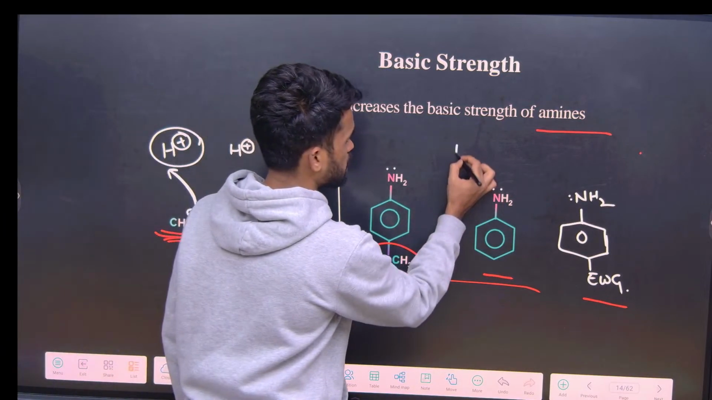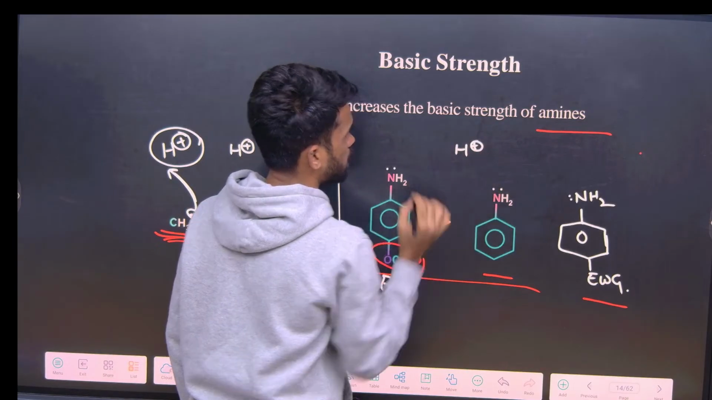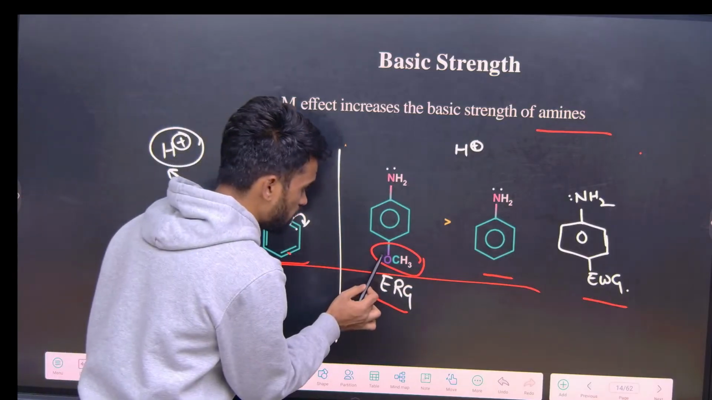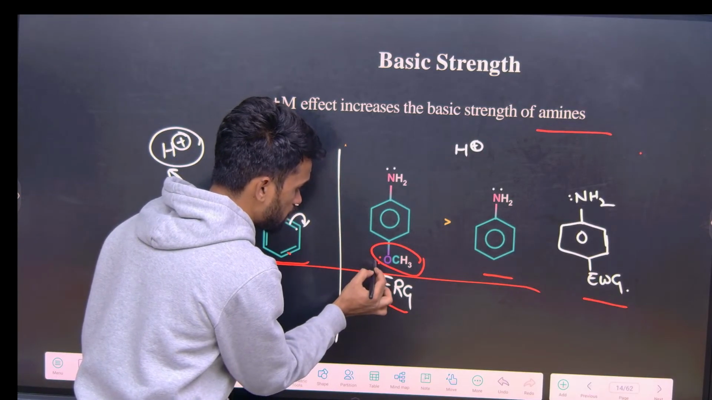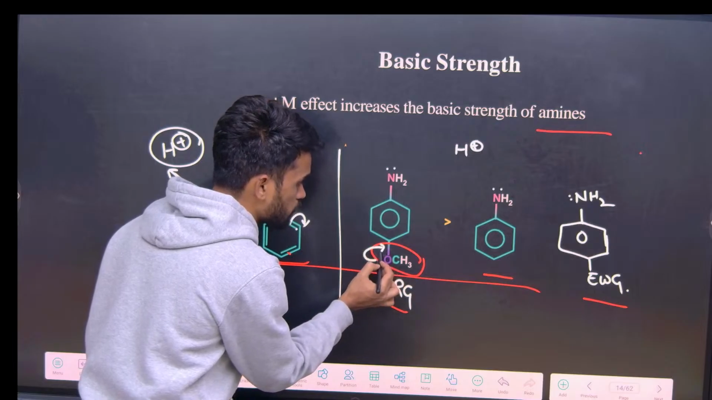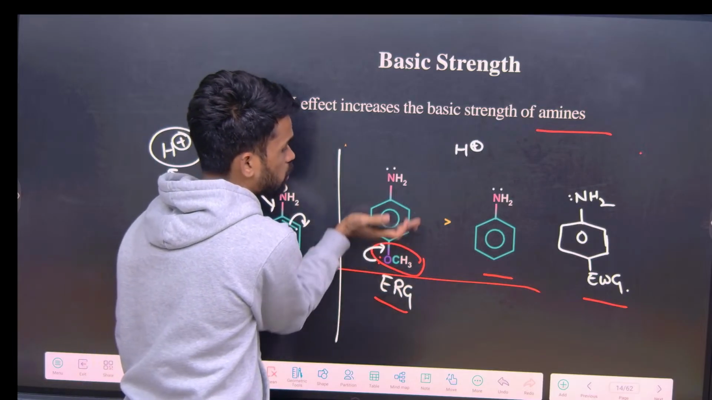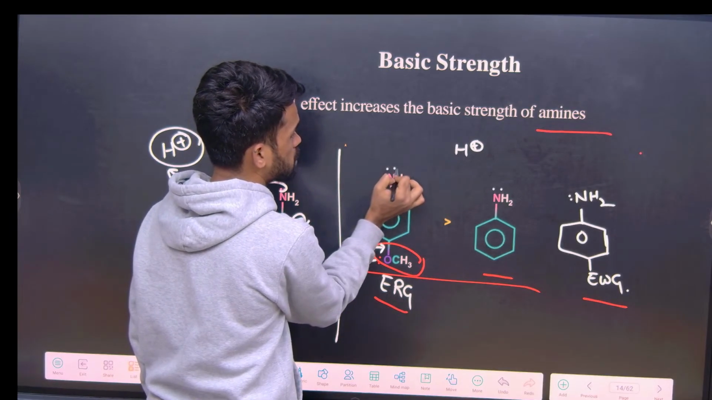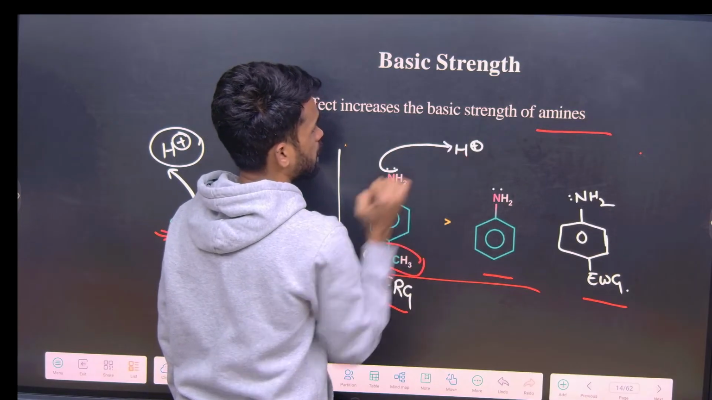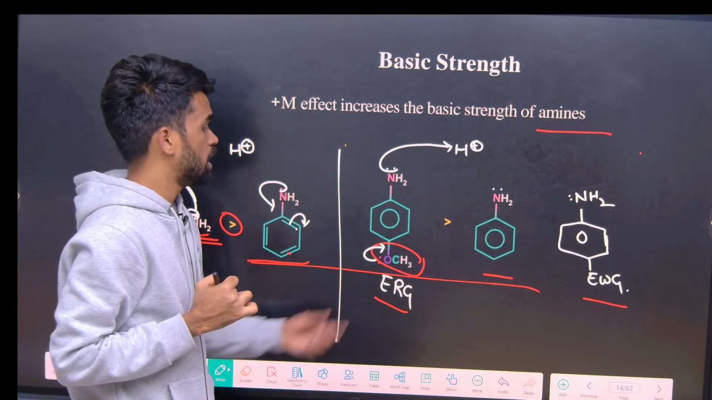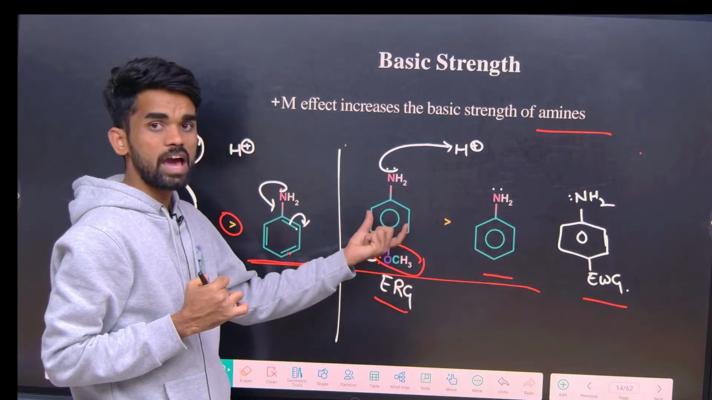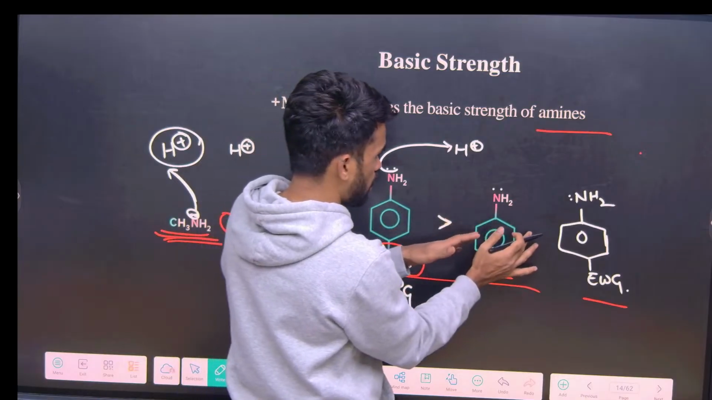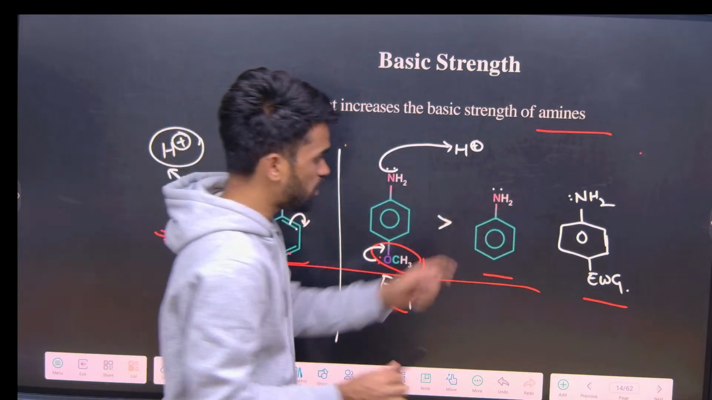See, basic nature means nothing but tendency to accept a H plus ion. Where do we have more tendency to accept H plus ion? Whenever there is electron releasing group, that will release electrons into the system. If these electrons are released into the system, they will be given towards this nitrogen atom, therefore that pushes this nitrogen atom to accept H plus ion more easily. Therefore electron releasing group containing aromatic amines are more basic. So first one is more basic, then the normal aniline.